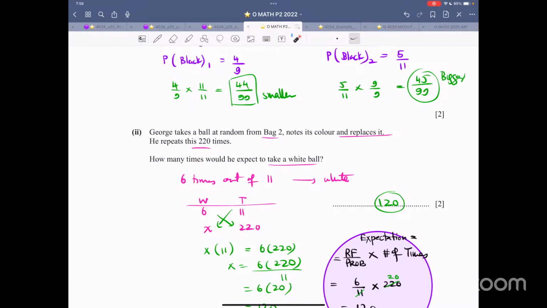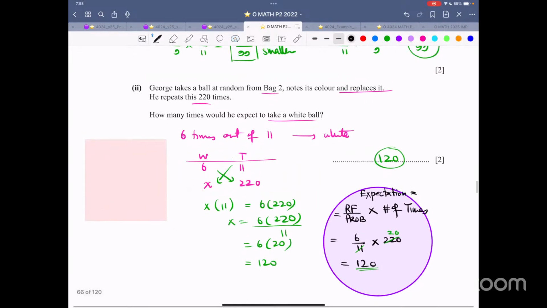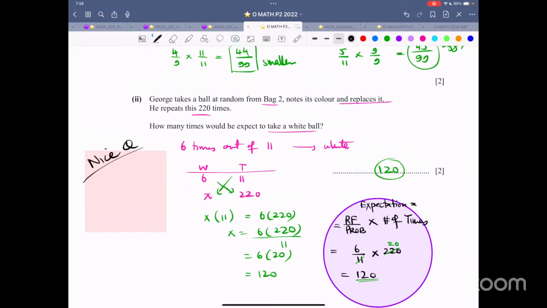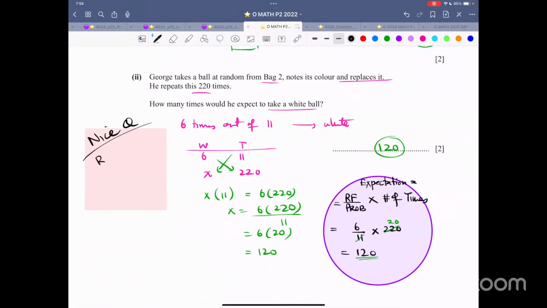So this is just about the basic idea. That is again one of my favorites, the question of expectation. It's not just about the thinking process and decision making, but a nice question about relative frequency, which is another name for probability, and the expected value, expectation, that is based upon the concept of ratio and proportion. So how many times would he expect to take a white ball?